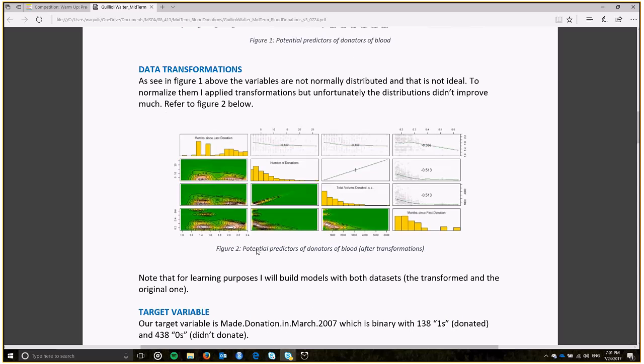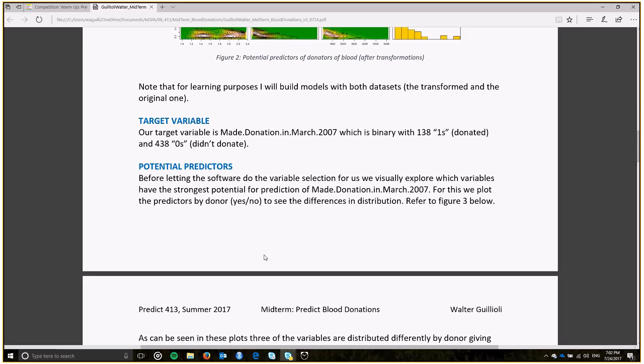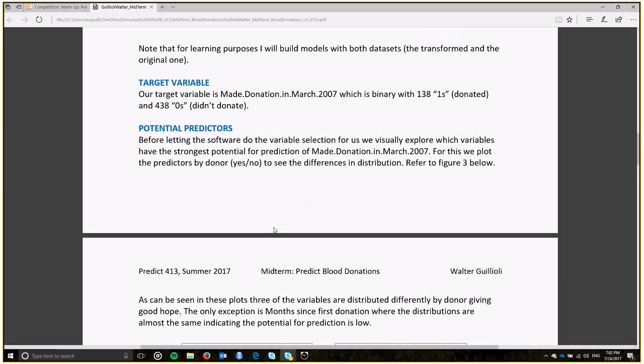The other thing that I did is I played a little bit with Box-Cox transformations to see if I could get more normality in the data. Unfortunately, the results that I got weren't as I would have expected. However, I ended up using both data sets, with and without transformations, to build my models and just compare them. And finally, I have a target variable, which is a binary one, zeros or ones, yes or no's, whether a person has donated or not. And so we have that distribution as well.